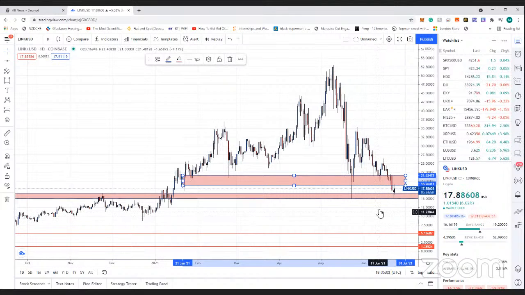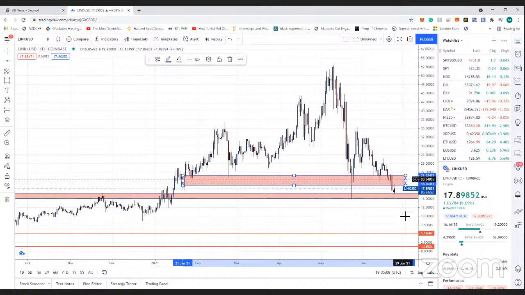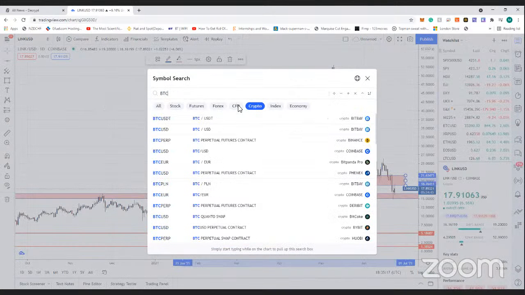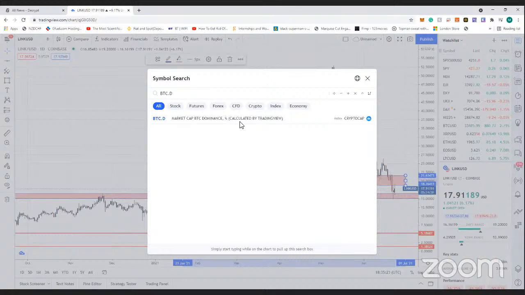And I'm going to be making as much money as possible with all my students, to get more currency out of the market and turn that currency into more assets. All right, so let's look at the Bitcoin dominance and see where it is. So BTCD, I'm going to have to click on all, otherwise we won't see it. There you go.